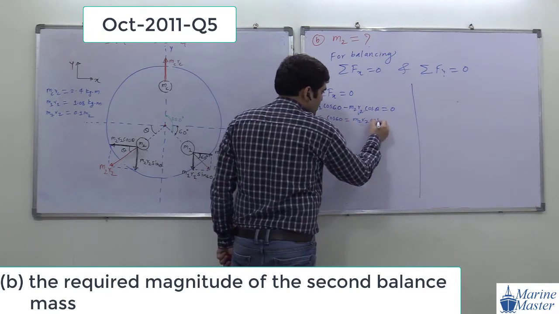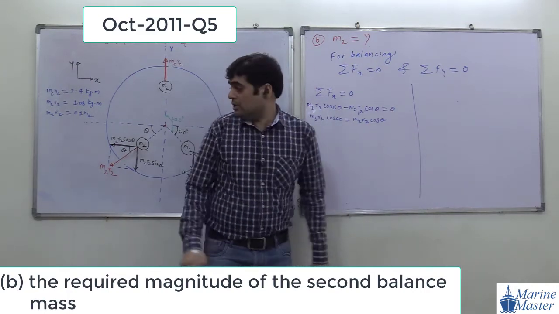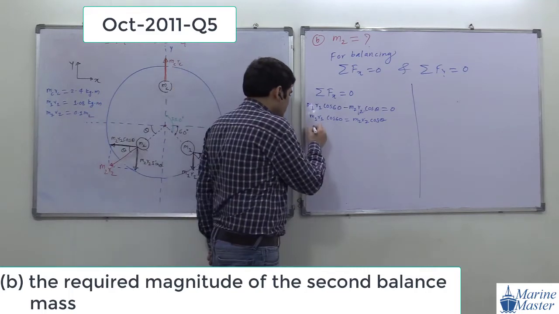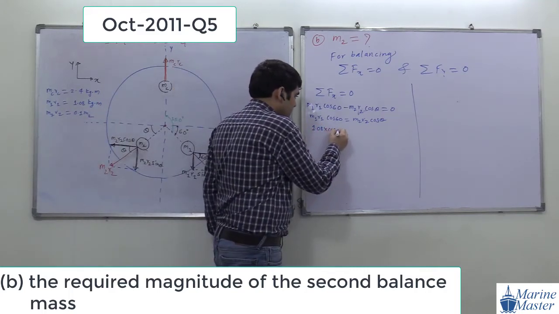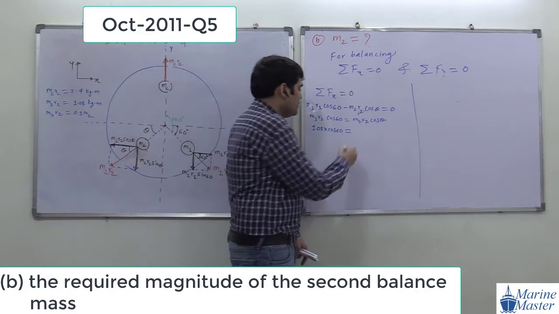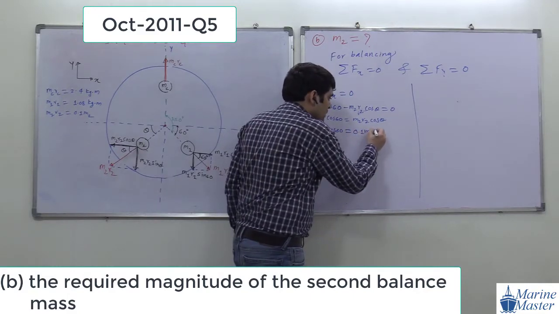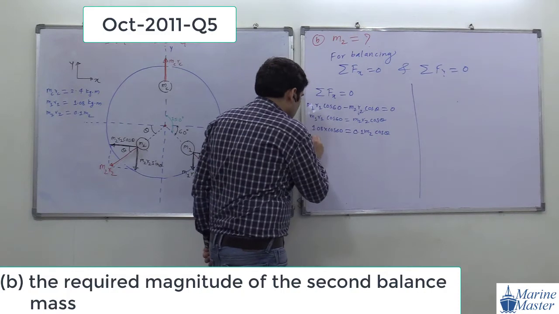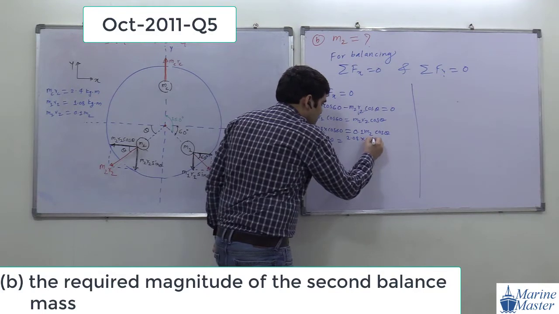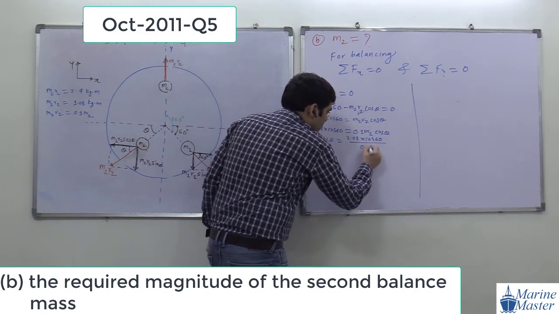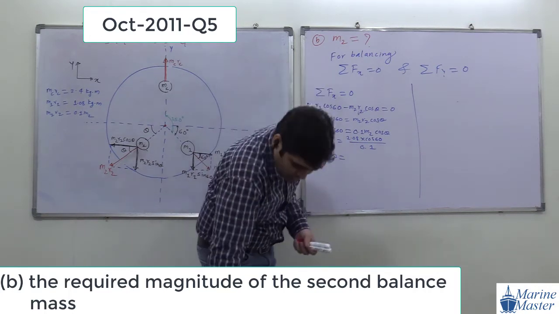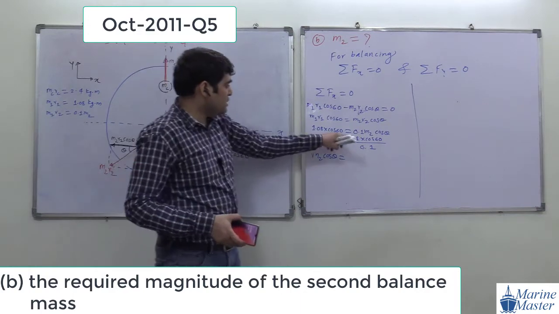So M1 R1 cos 60 is equal to M2 R2 cos theta. M1 R1 we already got from the table; I have written it for my reference, 1.08, into cos 60. M2 R2 is 0.1 M2, into cos theta. So M2 cos theta will be equal to 1.08 into cos 60 divided by 0.1. Any doubt in this discussion? So we got M2 cos theta. Please do this calculation.